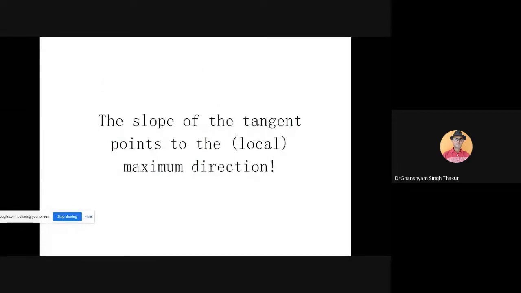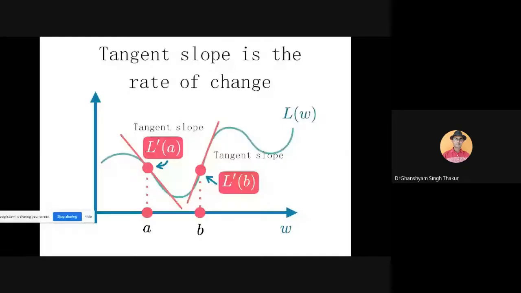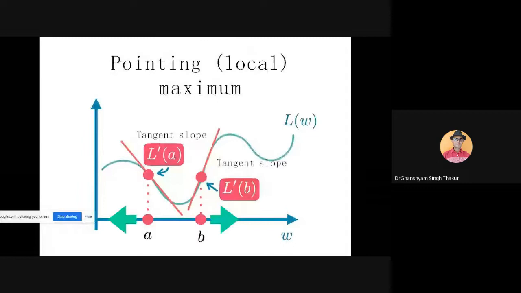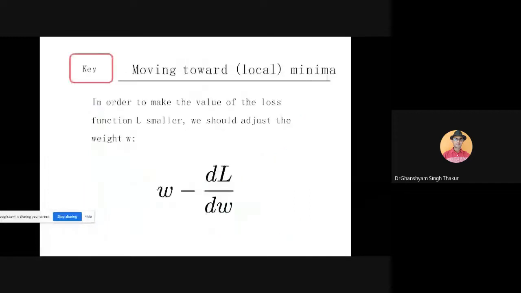You can see the values of L'(A) and L'(B), pointing toward the local maximum, the tangent slope at A and the tangent slope at B. So we move toward the local minima in order to make the value of the loss function L smaller. We should adjust the weight W minus dL upon dW.